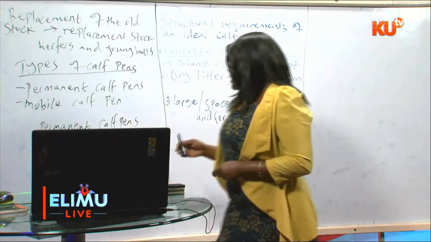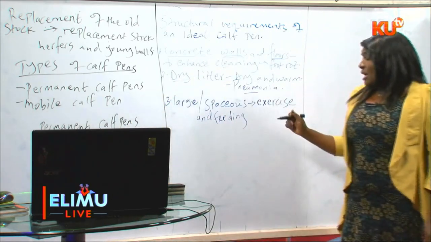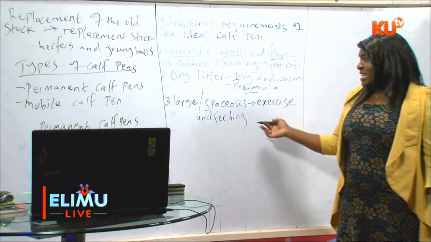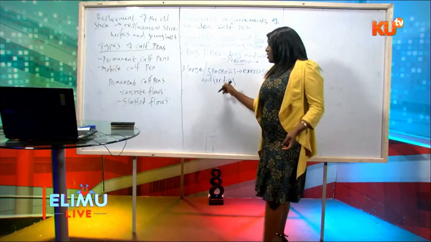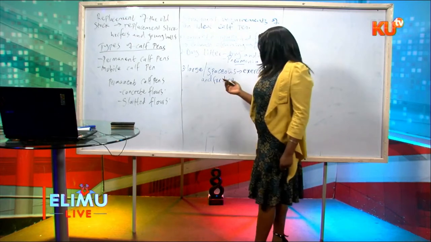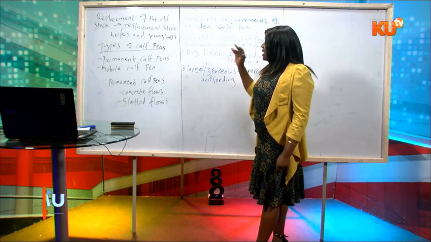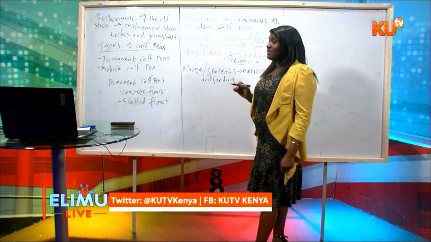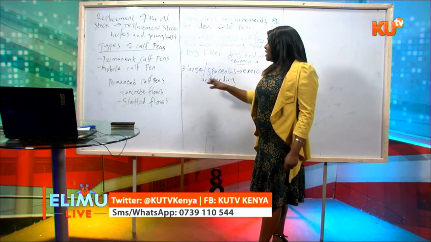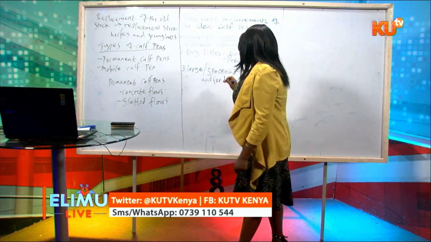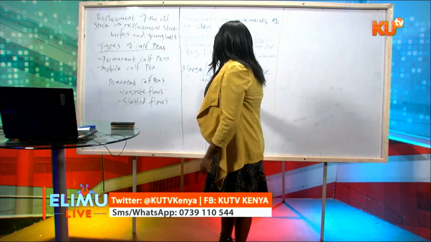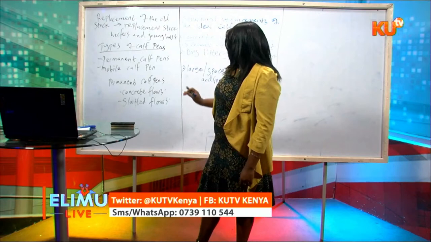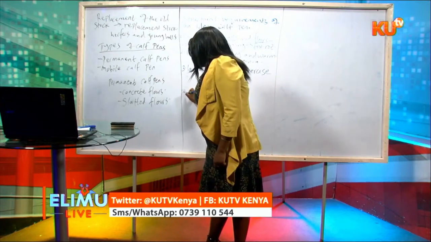And also, we require that enough space so that we can be able to accommodate the feeding and the watering equipment. That is the feed troughs and the water troughs. So, dear learner, I hope you are following. We need concrete walls. We need dry litter. We need a large and spacious calf pen for the calf pen. Number 4 points.